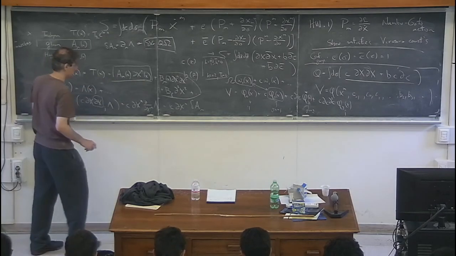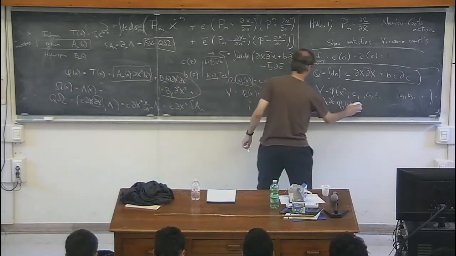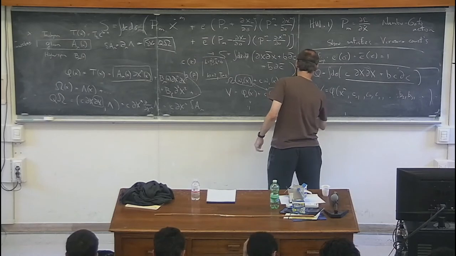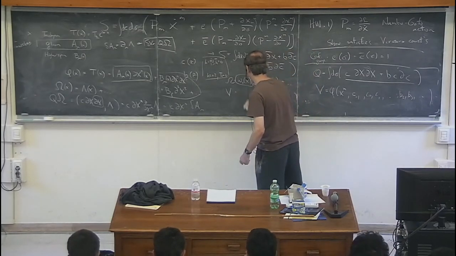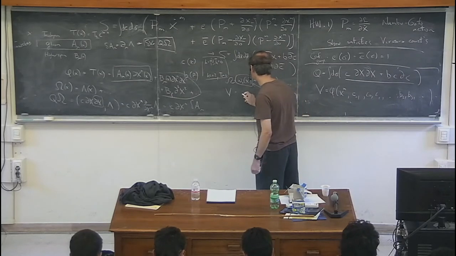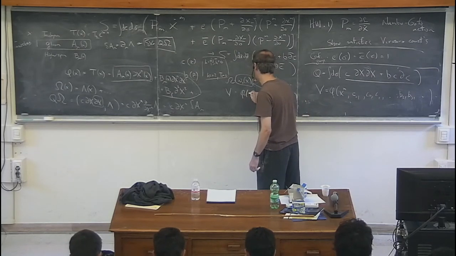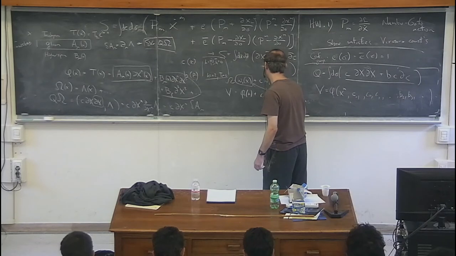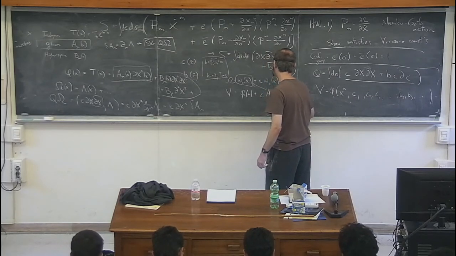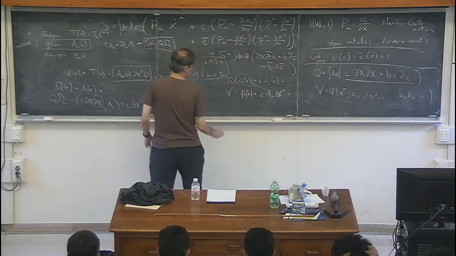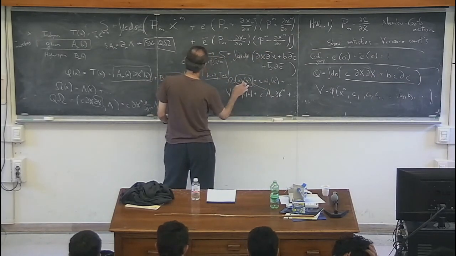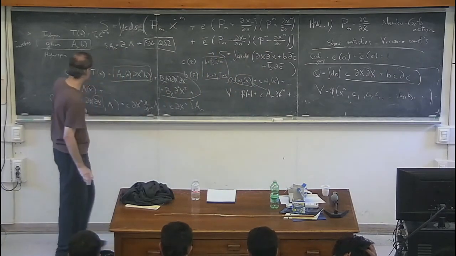So if we write down V here, and we restrict just to the massless field, then we see that delta A mu transforms in the appropriate way. Okay.